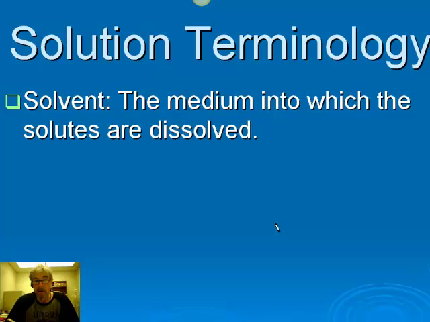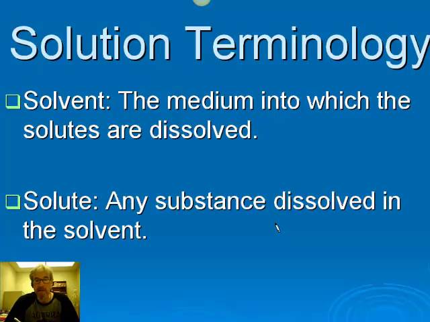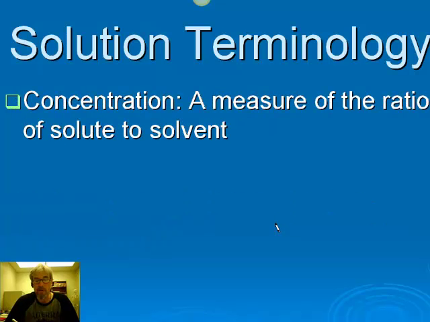The solute is any substance that's dissolved in the solvent. So the sugar, the Kool-Aid, whatever is all in that Kool-Aid packet, those are solutes. Concentration is a way that we talk about the measure of the ratio of solute to solvent. In common terminology, we could say, how strong is the solution? If you make Kool-Aid according to the package directions, that's normal. If you make it with too much water, that's weak, or the word that we use is dilute.